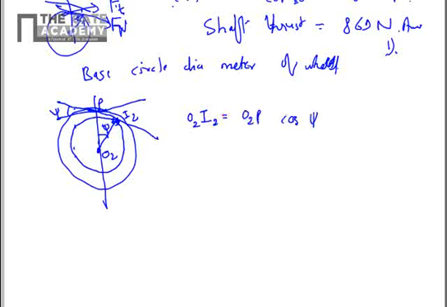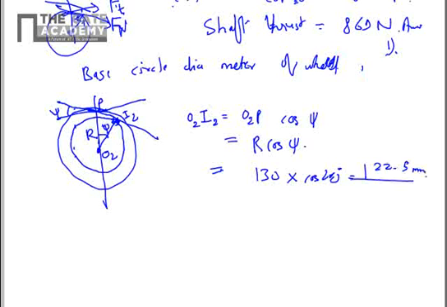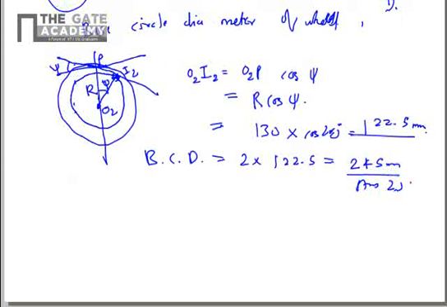O2P is cos ξ times O2P, and O2P is the radius of the pitch circle diameter, R cos ξ. So ξ is 120 degrees in this case. The radius is 130 mm times cos 20. Calculate the value: 122.5 mm. Base circle radius, and base circle diameter is 2 times the radius, which is 122.5 times 2, around 245 mm. This is the answer for the second part.